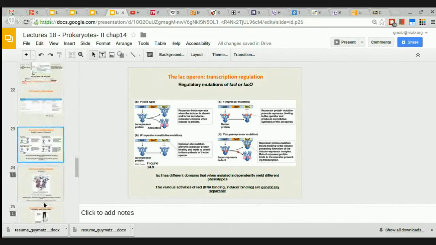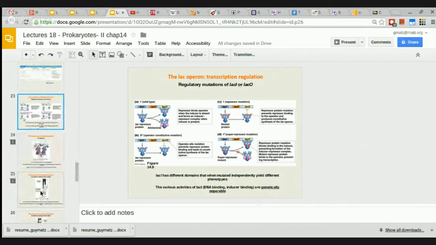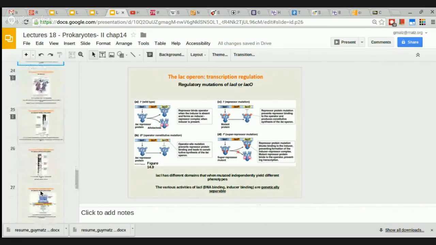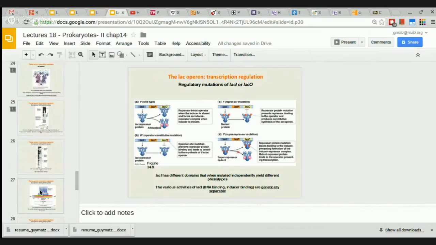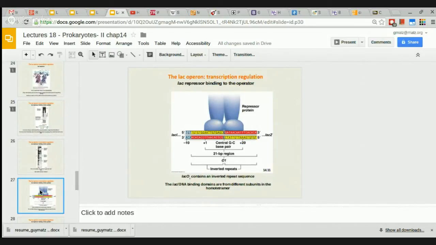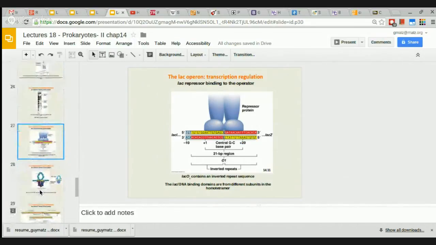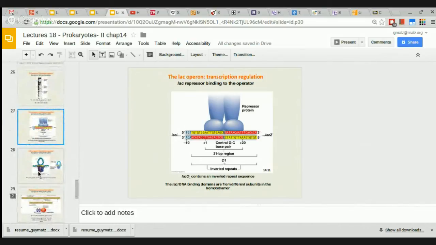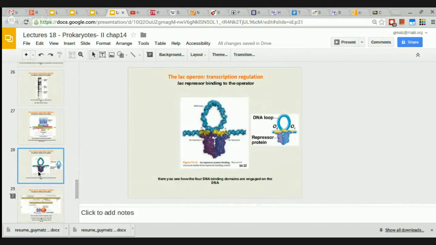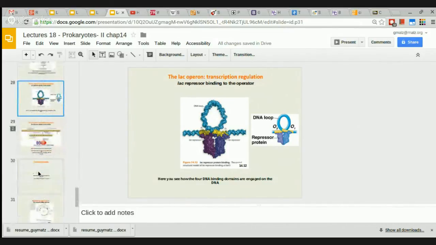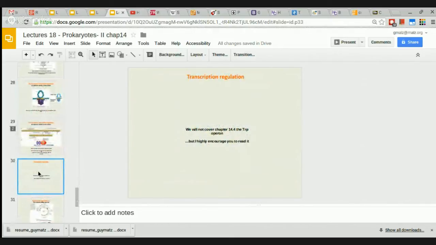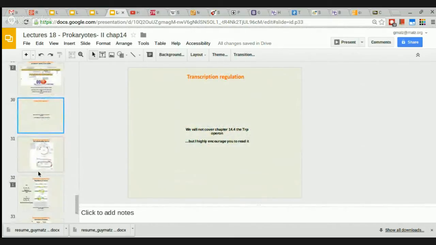That was for illustration purposes. That's also a little bit more than you need to know, that it's an inverted repeat. So helix-turn-helix, that's important to remember. That's the same figure I showed you, but in a slightly different design. I will not ask you anything about the trp operon. And I just talked about this.